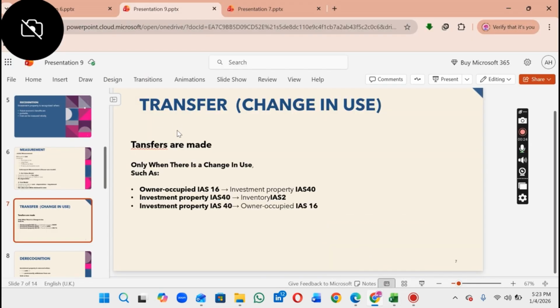Okay, we have another concept in IAS 40, transfers, or change in use. Transfers are made only when there is a change in use. For example, if we want to transfer our property from owner-occupied to investment property, to inventory, and from investment property to owner-occupied.